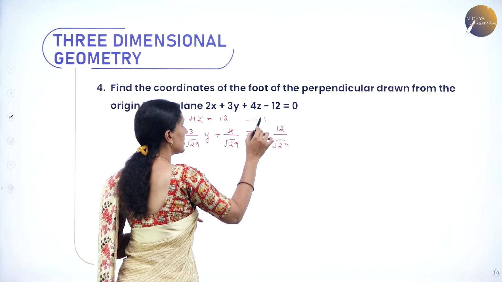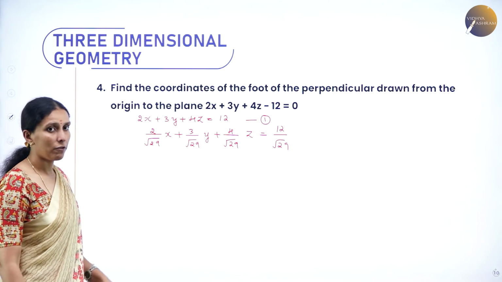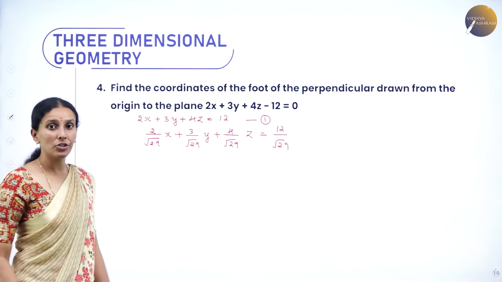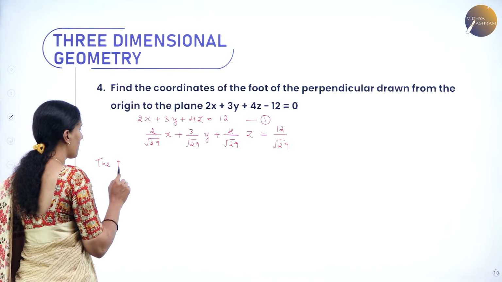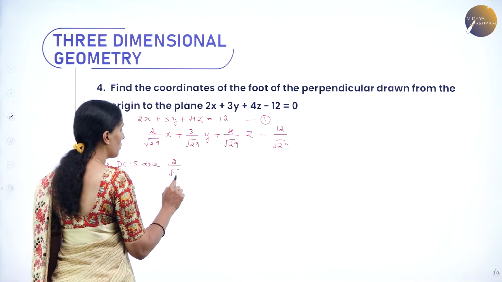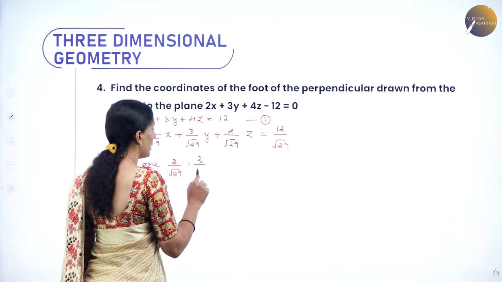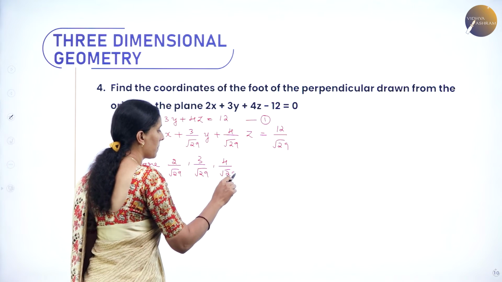So let me take this as equation 1. Now we have the equation of a plane in normal form. So this represents the direction cosines of a line. So therefore the DCs are 2 by root 29, 3 by root 29, 4 by root 29.